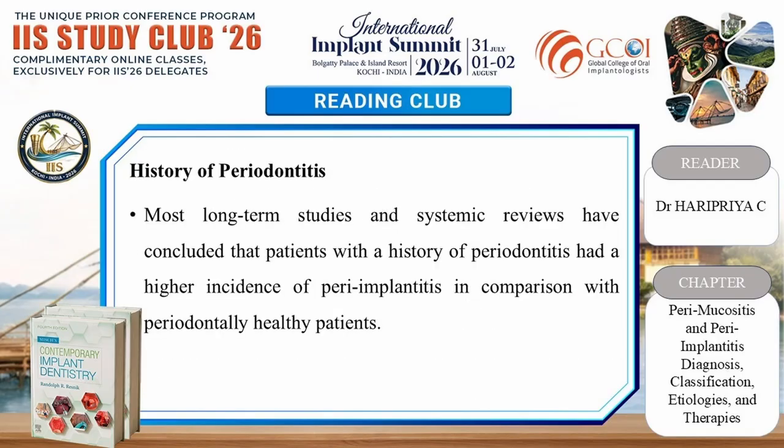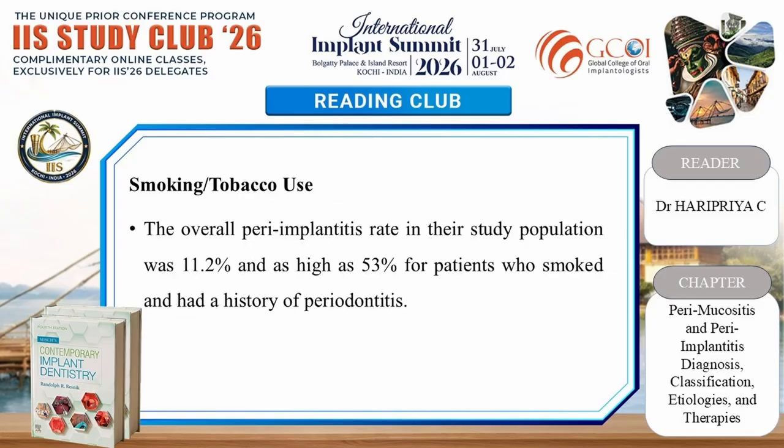History of periodontitis. Most long-term studies and systematic reviews have concluded that patients with a history of periodontitis had a higher incidence of peri-implantitis in comparison with periodontally healthy patients. Smoking or tobacco use. The overall peri-implantitis rate in the study population was 11.2% and as high as 53% for patients who smoked and had a history of periodontitis.